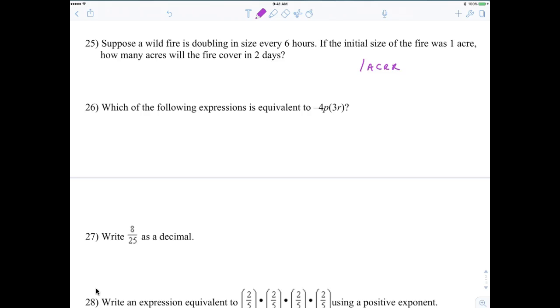And actually, I want you to do this. Do me a favor. When time is 0, you have 1 acre. Is everybody good with that? So then, what happens in 6 hours? Right, so in 6 hours, it'll be how big? 2 acres. Does everybody agree with that? It will be 2 acres.